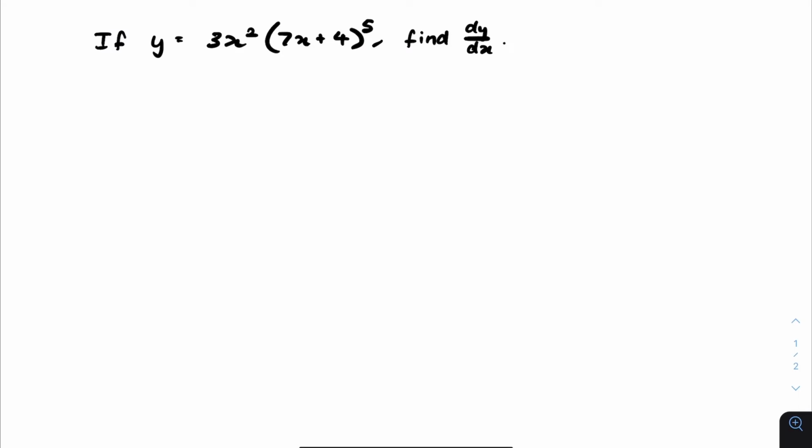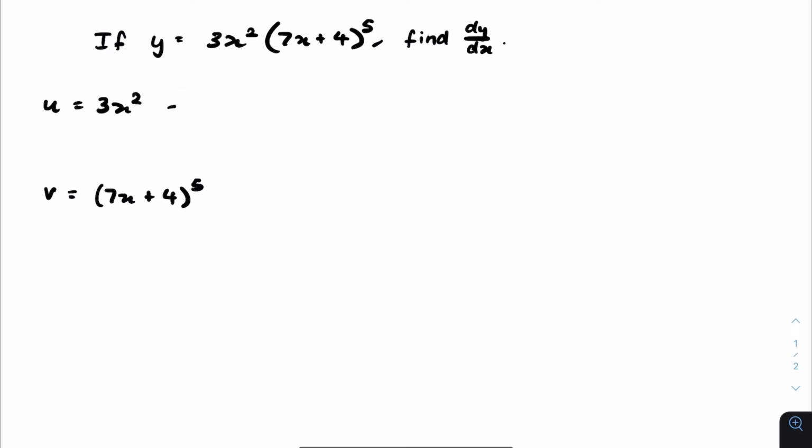But we need the chain rule because we have this expansion here that we don't want to have to expand, because it would take a very, very long time, so the chain rule will make that very easy and straightforward. All right, so let's first set this up so that we have our u and v that we can then input into the product rule. Let's say that u is the first part, so 3x squared, and v is equal to (7x plus 4) to the power of 5.